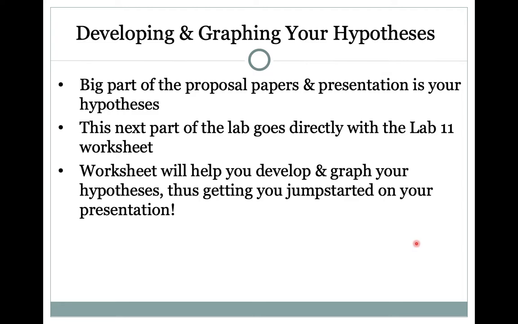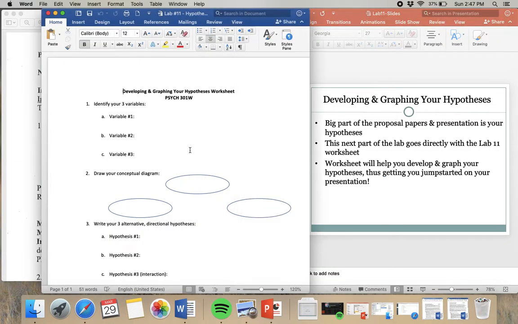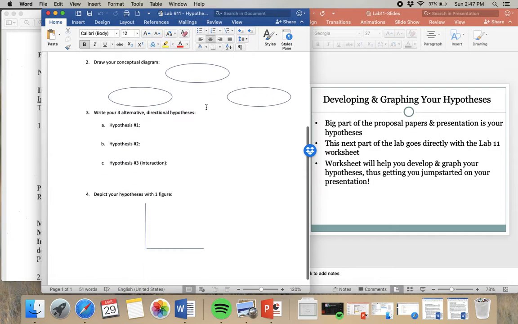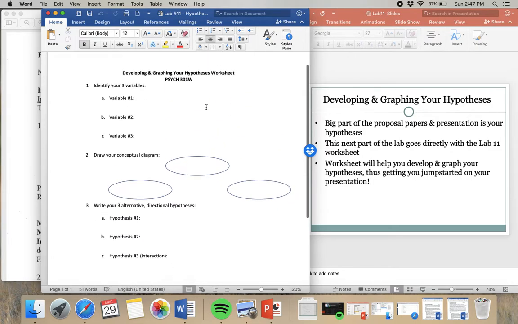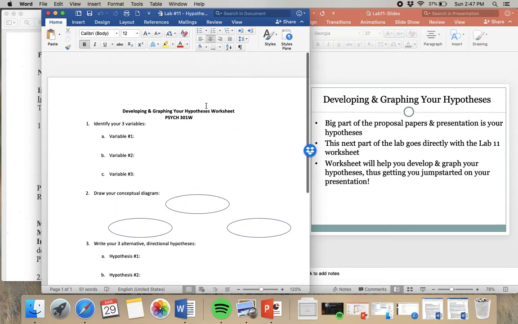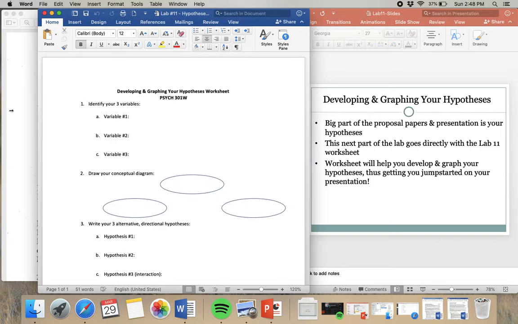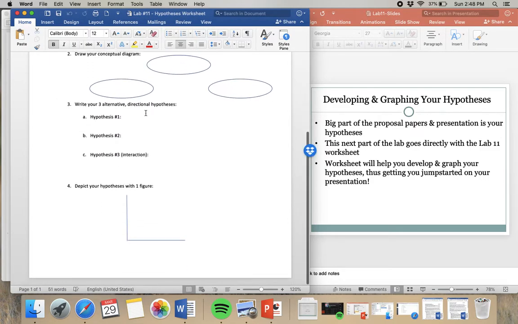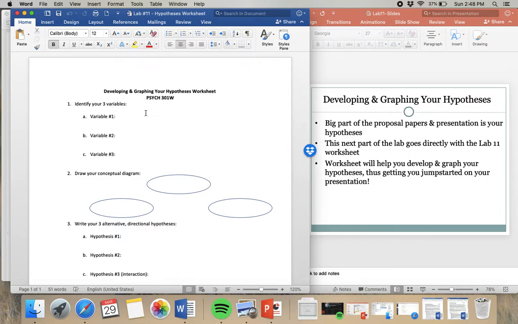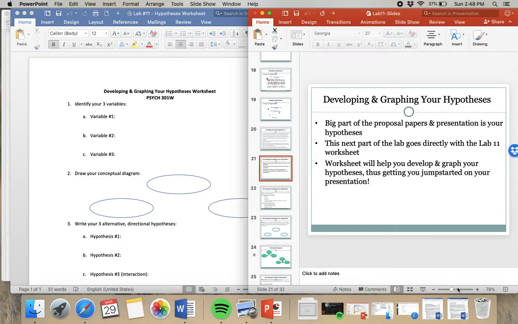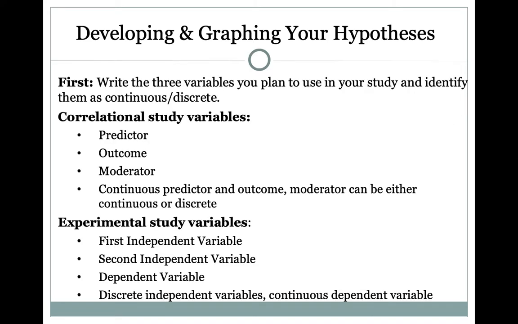The next part of the lab goes directly with the Lab 11 worksheet, which again is uploaded on Canvas, and I'll show you in a second. The worksheet will help you develop and graph your hypotheses, thus jump-starting you in your presentation. So this is what the worksheet looks like. We're going to go over all of these right now, but this is a large part of your presentation. If you do this worksheet, you should have a huge start on your presentation, and it should be relatively painless to get your presentation together. So let's go over this step by step.